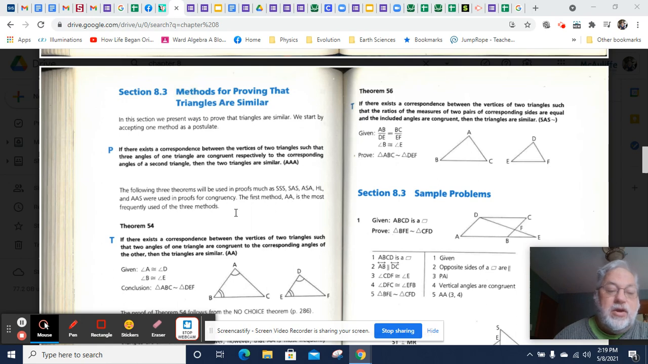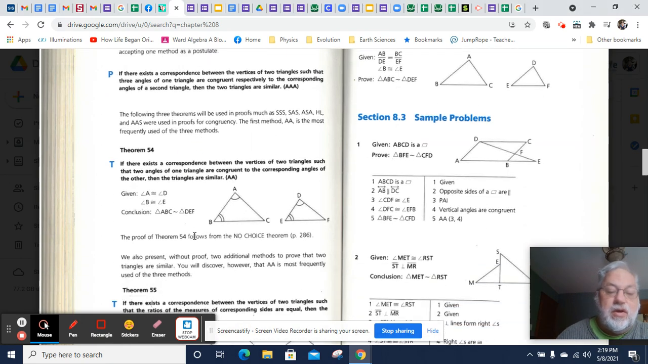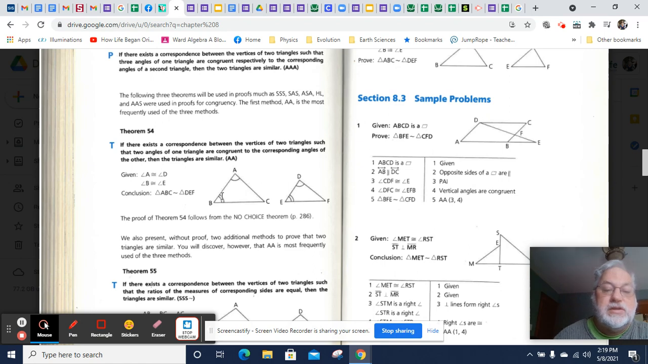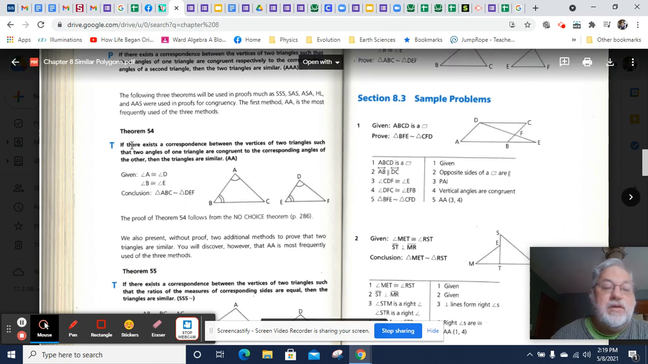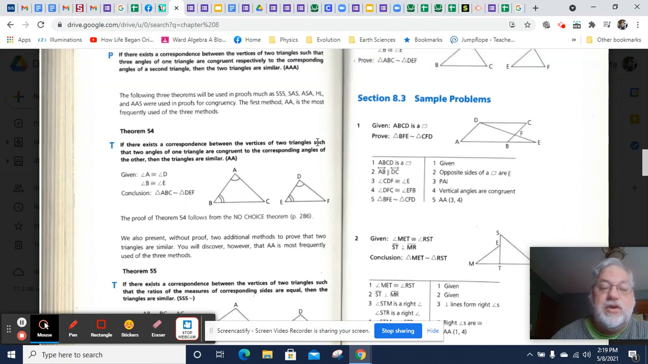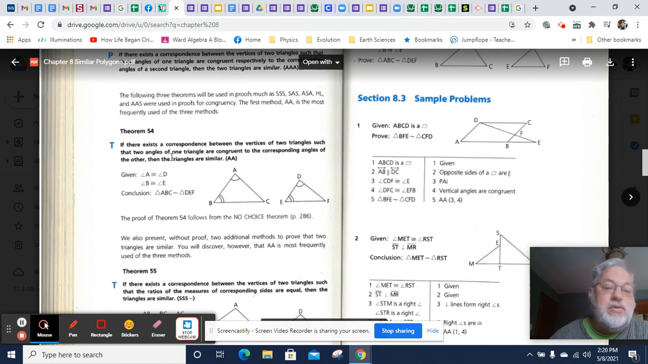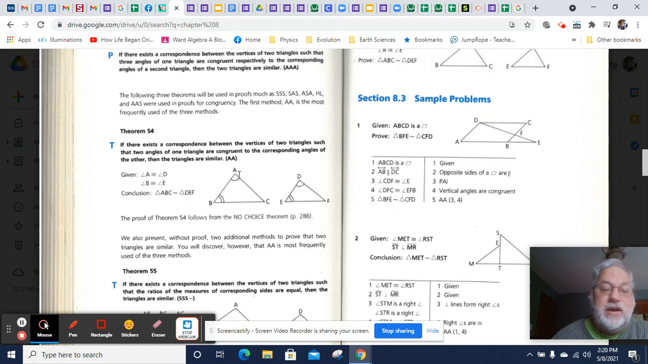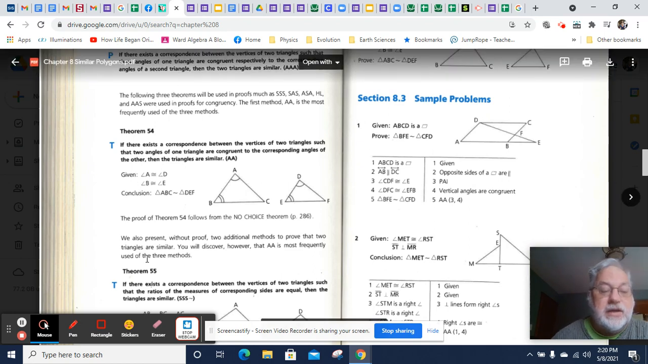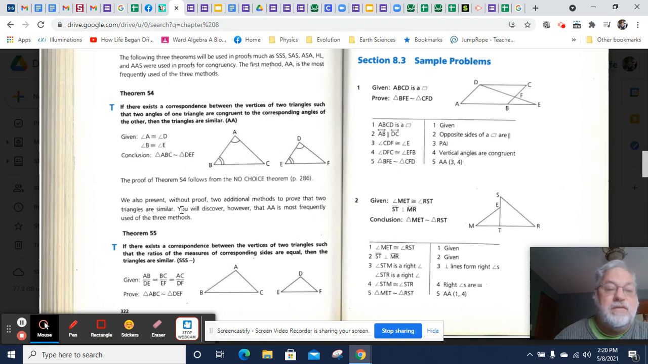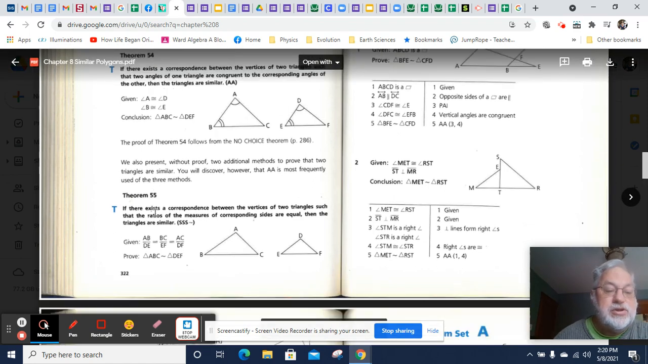So the first one is angle, angle, which is related to the no-choice theorem. If you recall, if you know that these two angles are congruent to these two angles, then this third angle has to be congruent to the third angle because there's only 180 degrees to work with in a triangle. So Theorem 54: if there exists a correspondence between the vertices of two triangles such that two angles of one triangle are congruent to the corresponding angles of the other, then the triangles are similar by angle, angle. And the angle, angle just forces angle, angle, angle, which goes back to our postulate. So this relates, of course, to the no-choice theorem that was back on page 286.